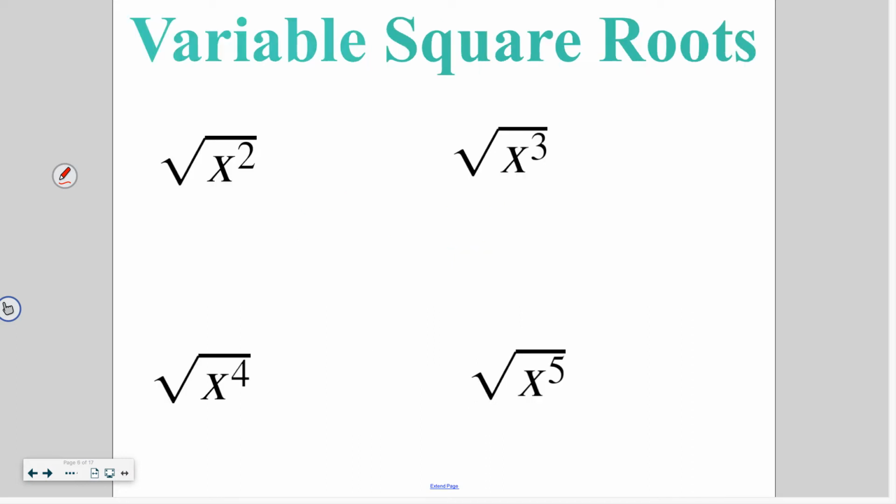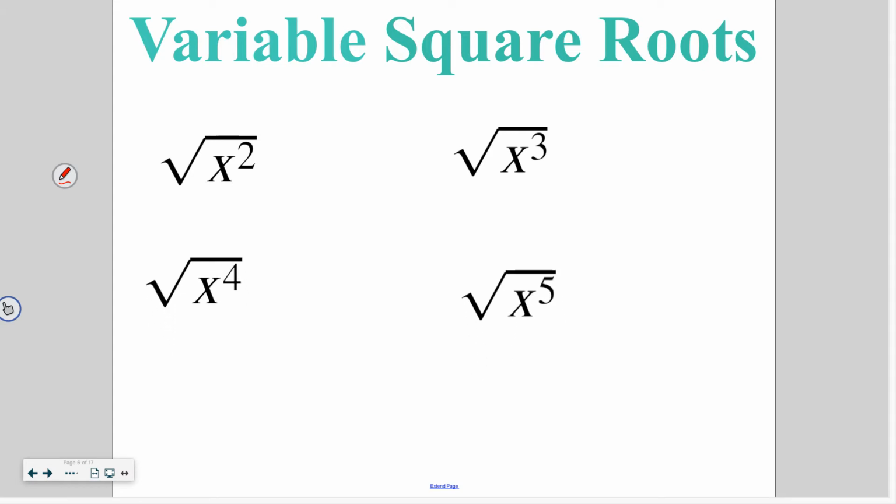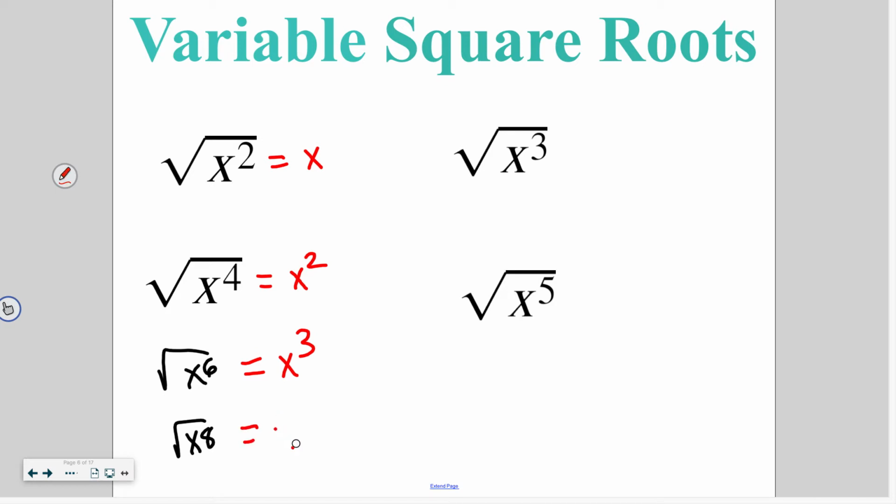We also need to know how to deal with variables. There are two cases, the even cases and the odd cases. So with the even cases, you are simply taking the square root. So the square root of x squared is x. The square root of x to the 4th is x squared. The square root of x to the 6th is going to be x to the 3rd. The square root of x to the 8th is going to be x to the 4th. So all you are doing is taking that exponent and cutting it in half.